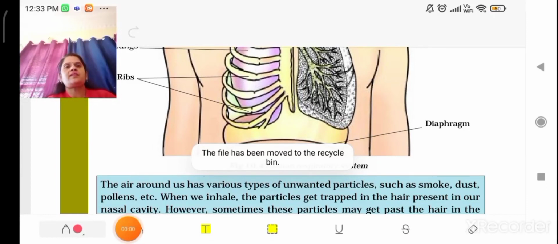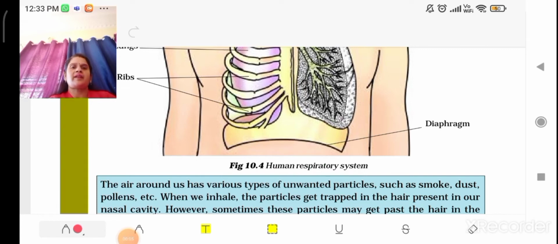Hello students, in the previous classes we have discussed breathing, respiration, how breathing takes place, and what are the parts of the respiratory system. In today's class we will discuss how the breathing process takes place and what kind of changes take place in our chest cavity whenever air is taken inside.